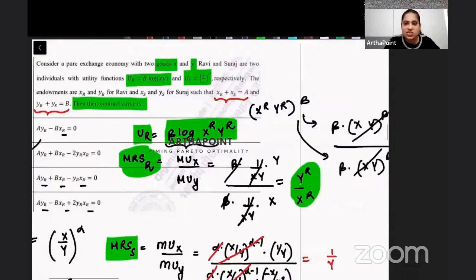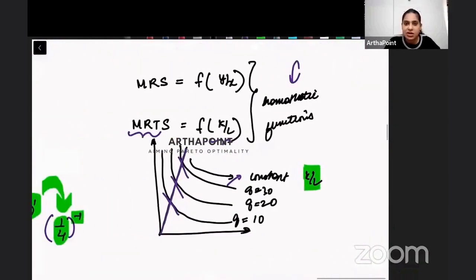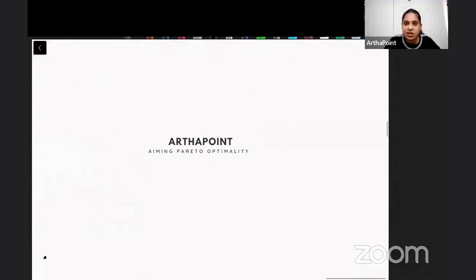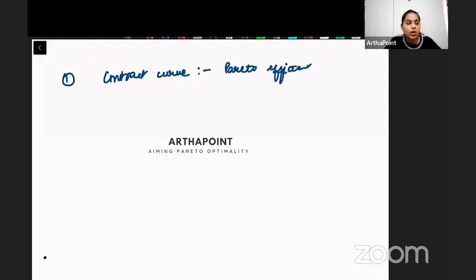Quickly, let's write down the takeaways from this question. What are the takeaways of this question? First, we should know what a contract curve is. A contract curve shows us the Pareto efficient points of all the individuals. A Pareto efficient point is where I can equate the MRS of individual A to the MRS of individual B.